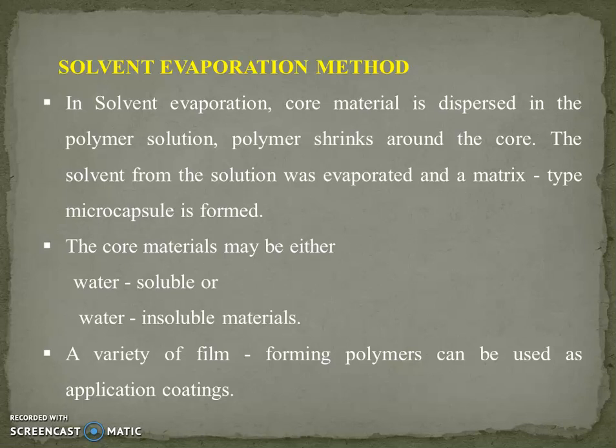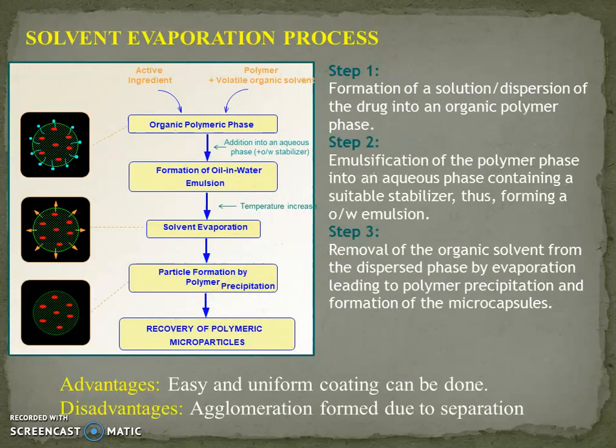The core material that is used in the solvent evaporation method is either water soluble as well as water insoluble core materials. A number of film forming polymers can be used to form a coating over the surface of core material. In the solvent evaporation process, see this flow chart where the active ingredient, that is the drug, along with the polymer that is dissolved in a volatile organic solvent, it may mix to form an organic polymeric phase.